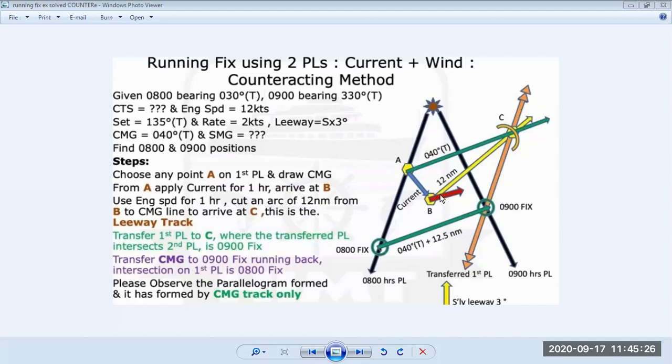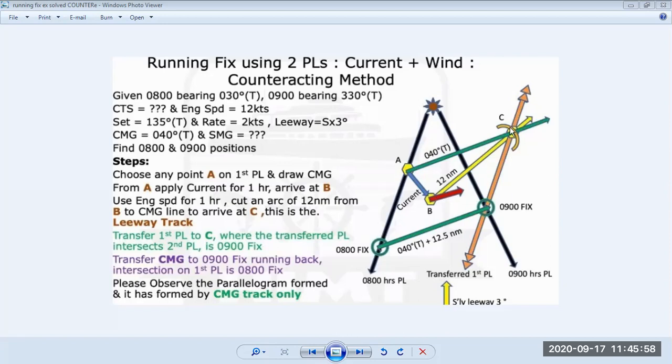To counter this, we have to steer 3 degrees more south so that we steer this yellow line course. Suppose this yellow line course is 050. So we have to steer 053 so that we move on the 050 line. That is, the wind will take us from 053 to 050. So our course to steer will be 053. So this red line is our course.